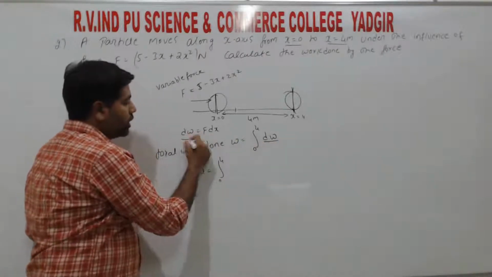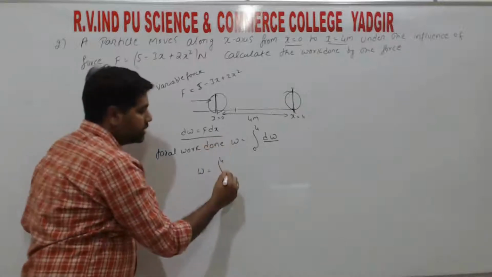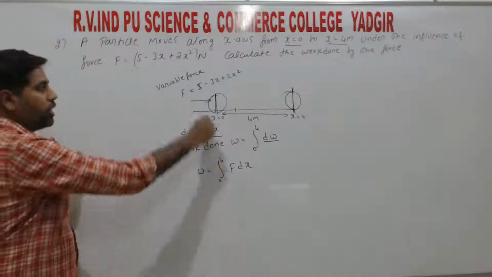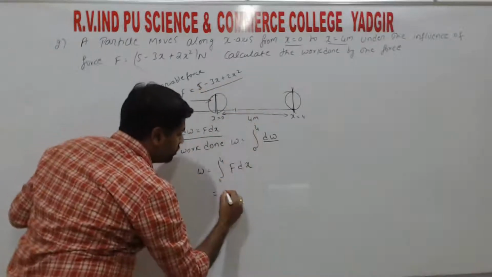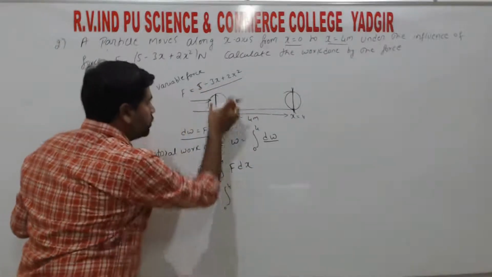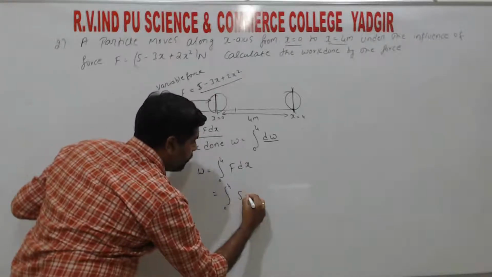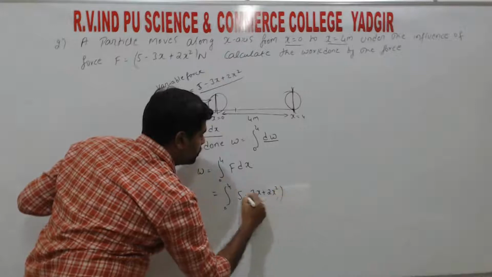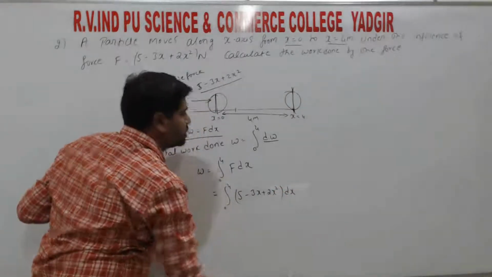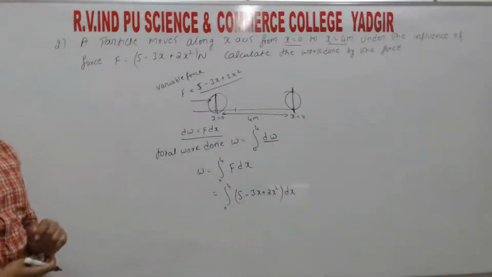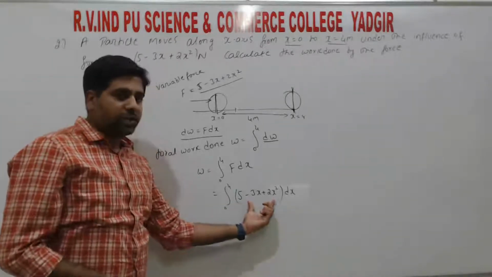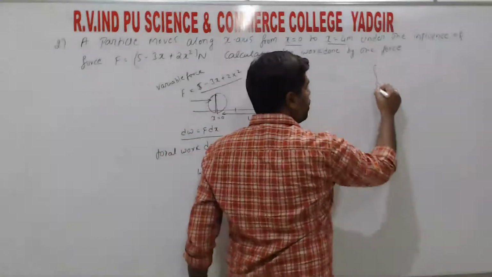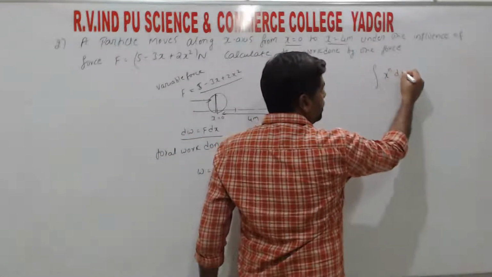So for dW, what relation do we have? F into dx, right? So F into dx. F, the equation is given, right? So limit 0 to 4. So what can we substitute for F: 5 minus 3x plus 2x square into dx. So now we need to integrate the equation. So we need to integrate this. So the general formula for the integration of x power n dx.